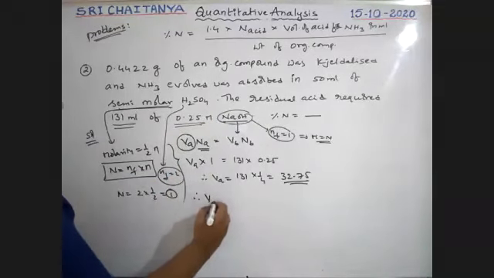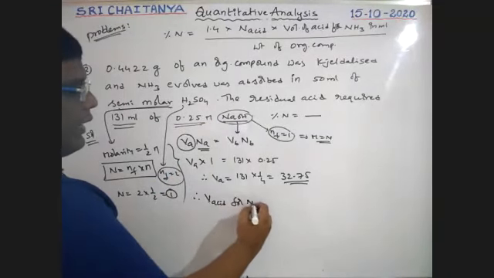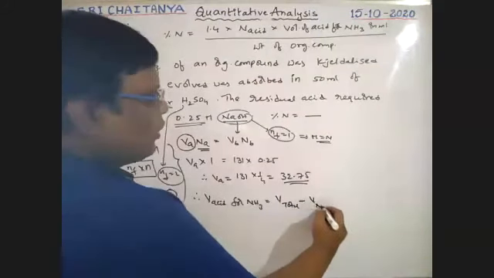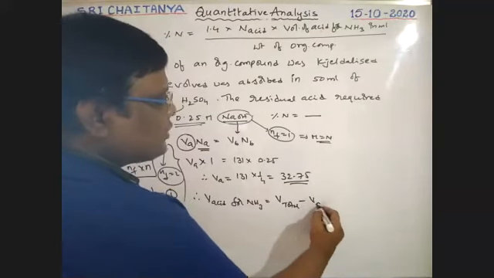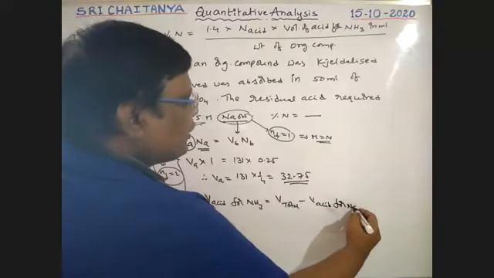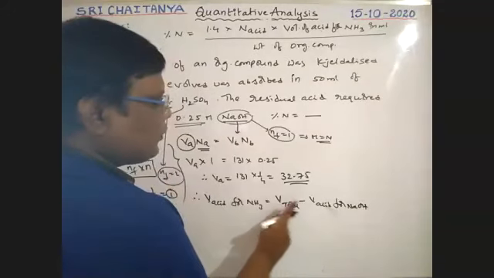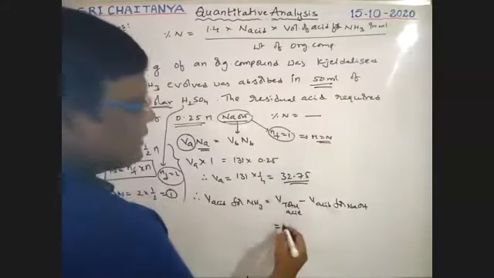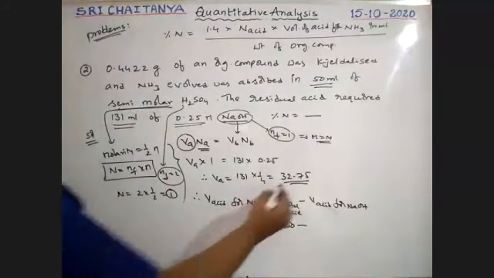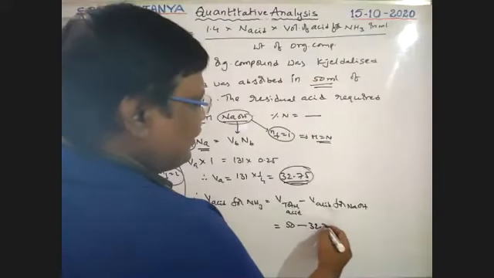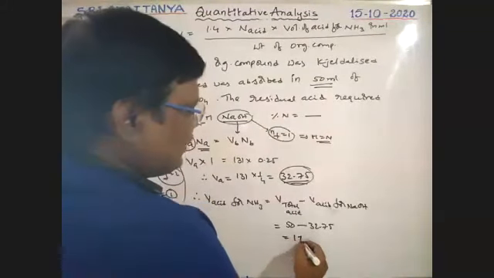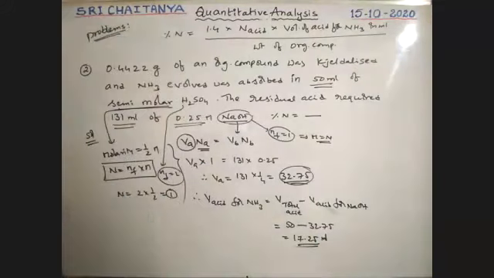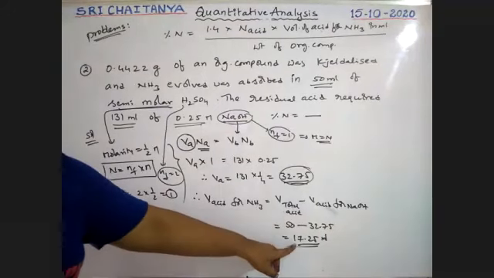Therefore, volume of acid for NH3 is equal to V total minus volume of acid for NaOH. Total acid volume is how much? 50 is given to you. 50 minus how much is used for NaOH? That is 32.75, which is equal to 17.25 ml. Therefore, volume of acid used for ammonia in ml is 17.25.